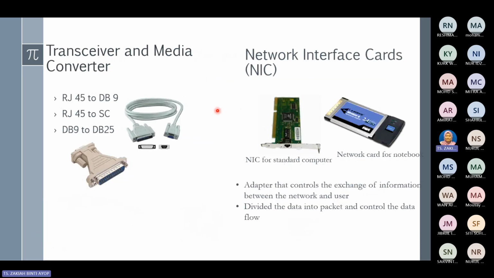Other converters or connectors, such as we use RJ45 to DB9. In this case, this is for connecting to or configuring the network devices. Also we have RJ45 to SC for the fiber, and then DB9 to DB25, like this one. Such applications are used in banking, for example for printing, so sometimes they use this.